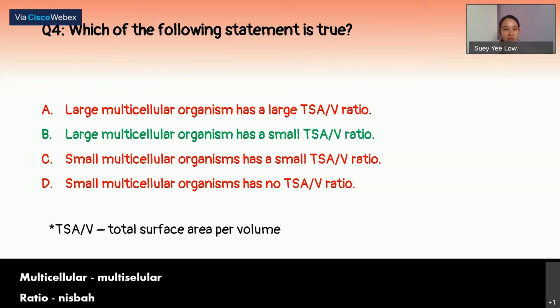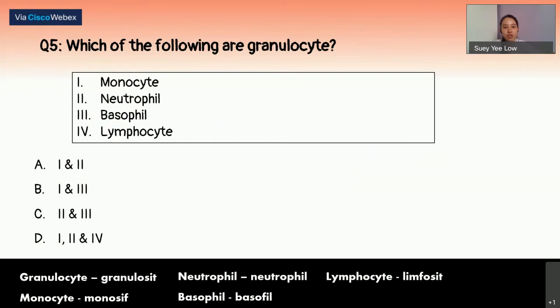So next, question 5. Which of the following are granulocytes? Never Eat Banana. That's the key. 1. Monocyte. 2. Neutrophil. 3. Basophil. And 4. Lymphocyte. Which will be the correct answer? Is it monocyte? Is it neutrophil? Is it basophil? Is it lymphocyte?